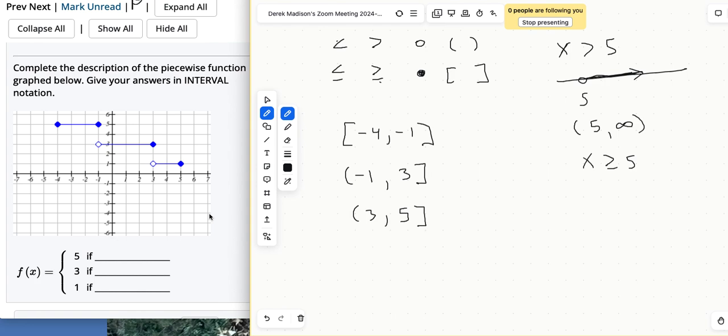And like I said, this is just a quick review, but there are a bunch more examples of that in 2.1 when you get there.